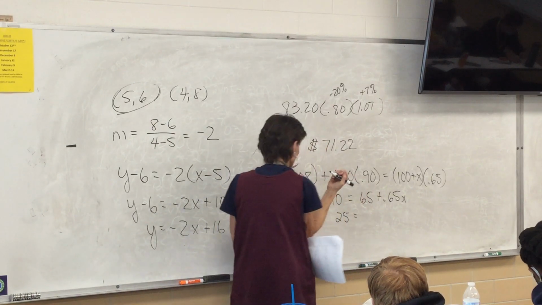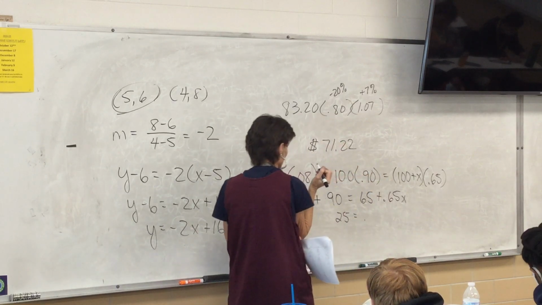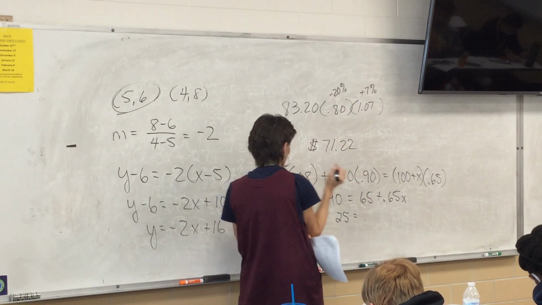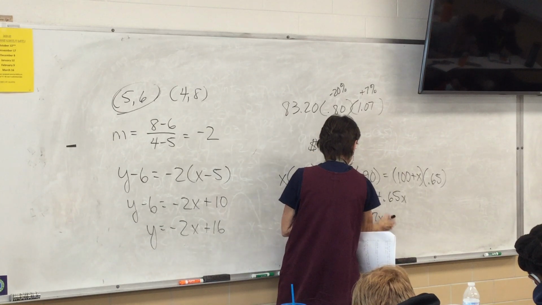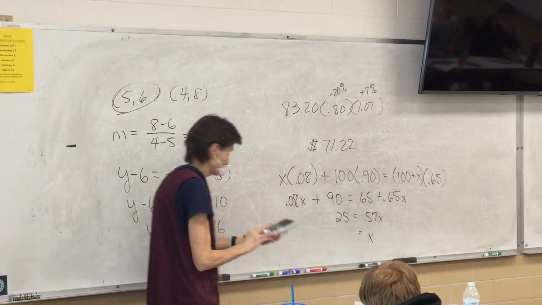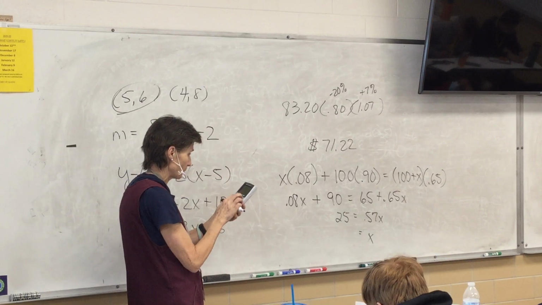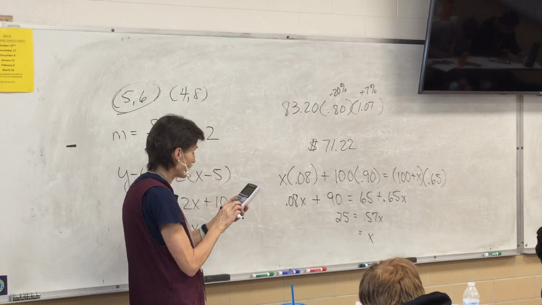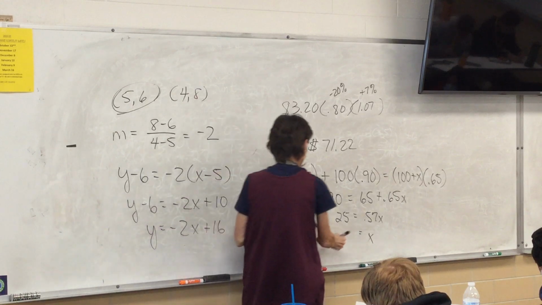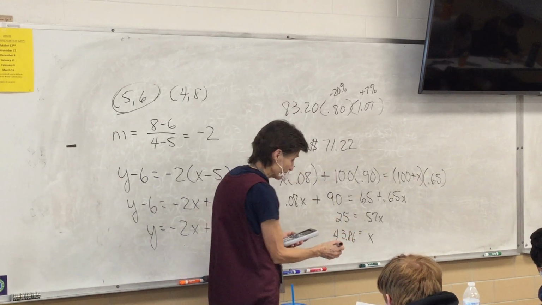25 equals 0.57x. I'm trying to do this without a calculator, and I'm probably making mistakes all over the place. That's 25 divided by 0.57, 43.86, so about 43.86 gallons.